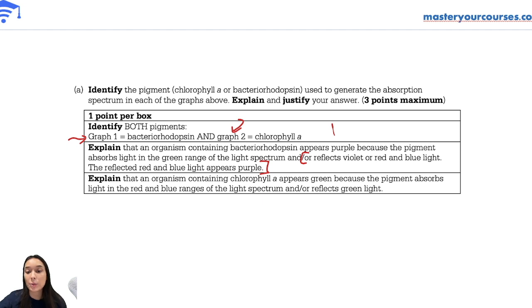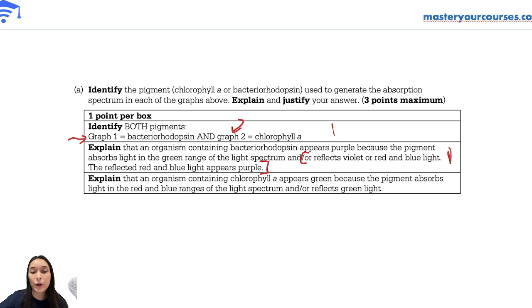So we said that that's because it reflects purple or red-blue light, and the reflected red and blue light appears purple. Okay, so we know that graph 1 is Bacteriorhodopsin because there is a low absorption of violet light, and therefore that's why the color is purple. So that would have gave us 1 mark as well.